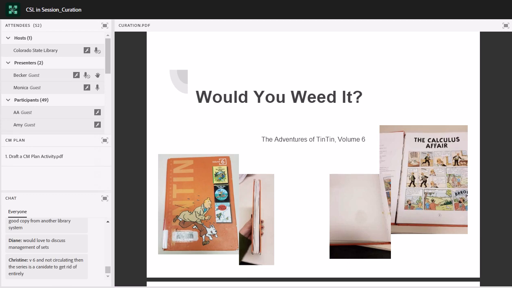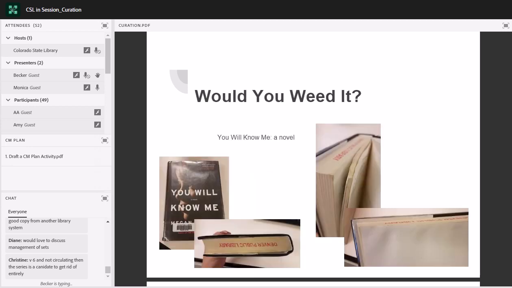Well, let's move on to our next one. I see that someone wants to discuss management of sets, and maybe we can... Oh, Becker is typing a response to that, so... Our next one, Would You Weed It? This is a book called You Will Know Me. And you can see that it has some water damage on sort of the back quarter. A lot of weeds. I see one I might not.